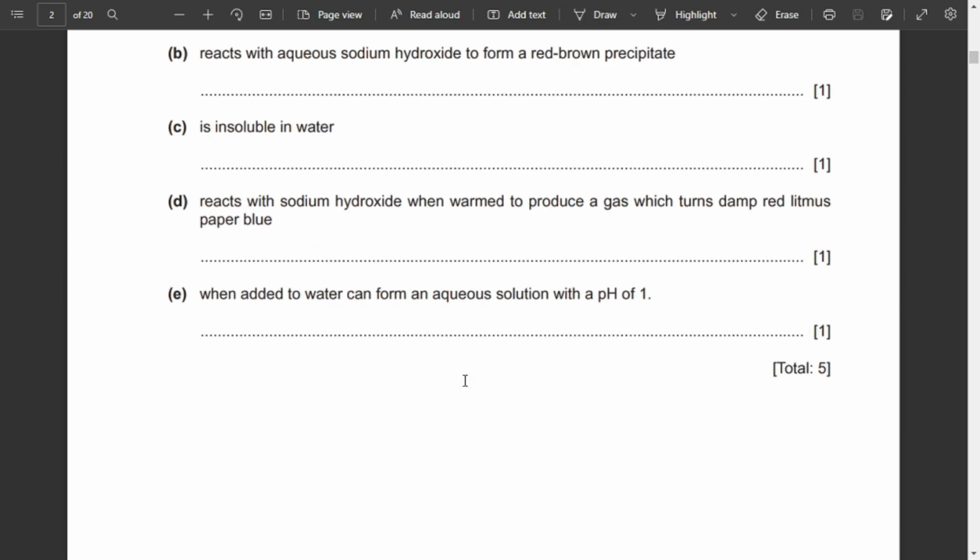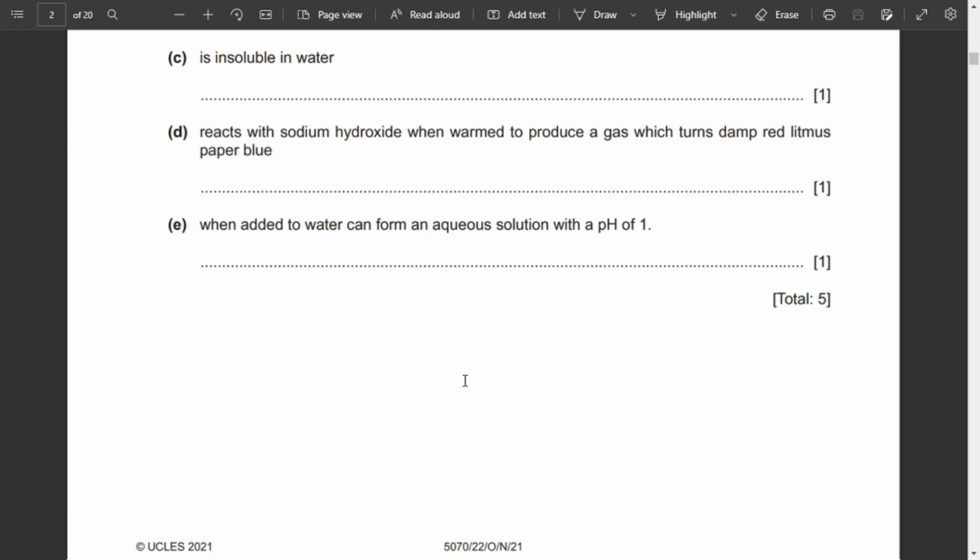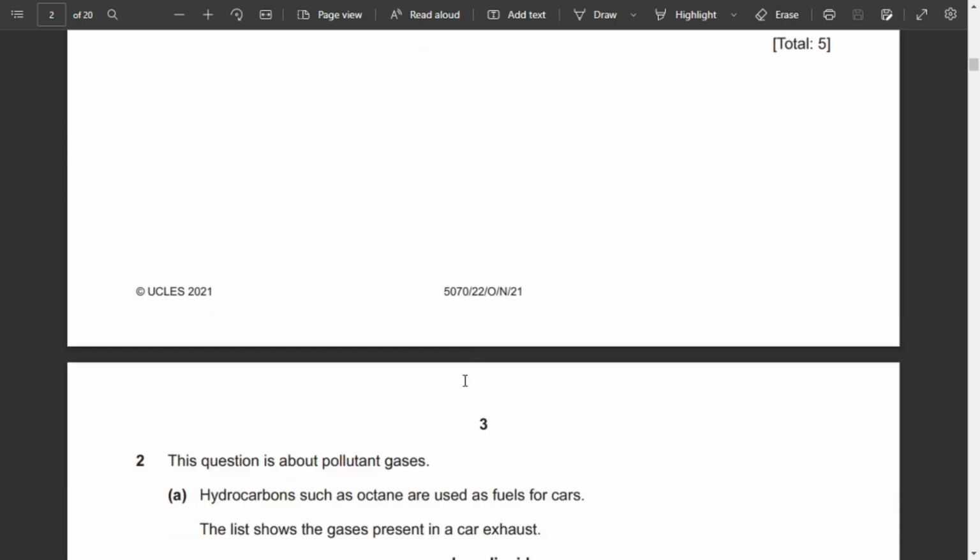The total marks for this question is 5, and it's a pretty simple question. All you need to do is remember the important points. Remember those things. For example, what is acidic, what turns red litmus paper blue, these kinds of things, the properties of salts and all. So it's pretty simple.